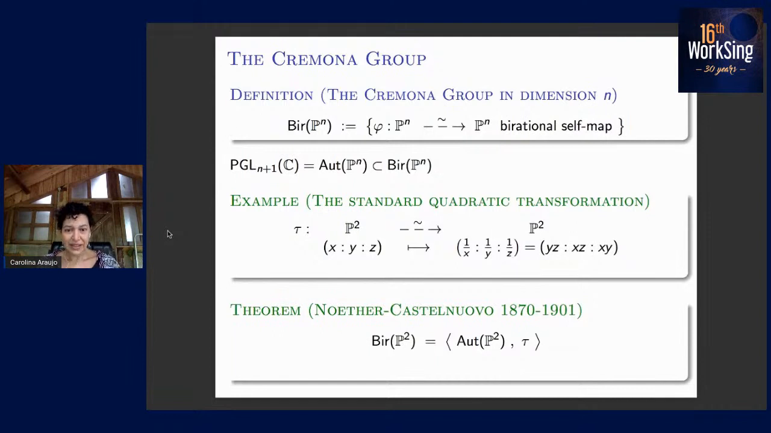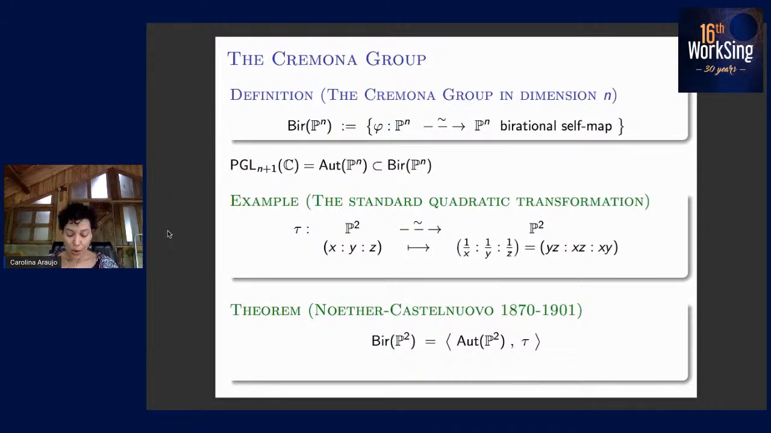So this can be striking because, as I said before, there are Cremona transformations of P2 of any given degree, while as a group it is generated by the automorphisms. So these are linear maps and this quadratic map.